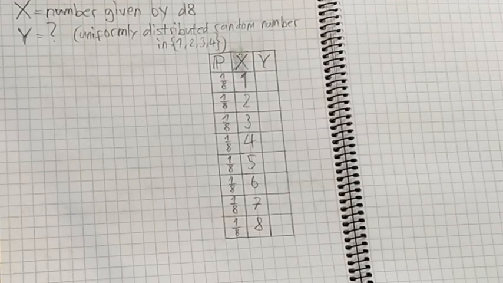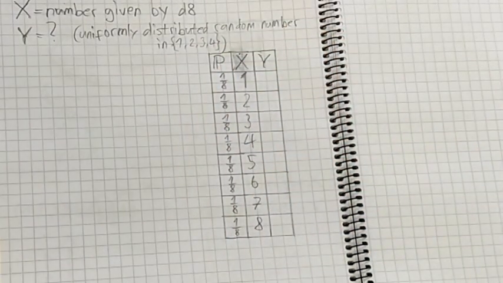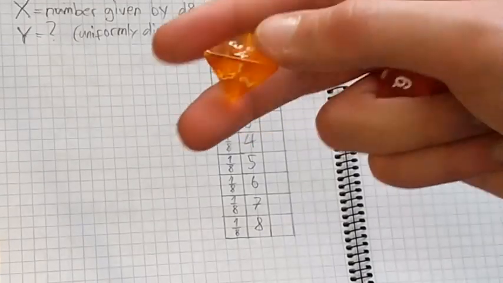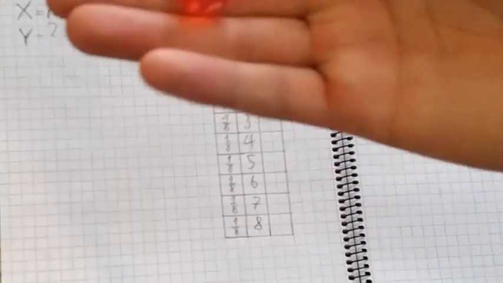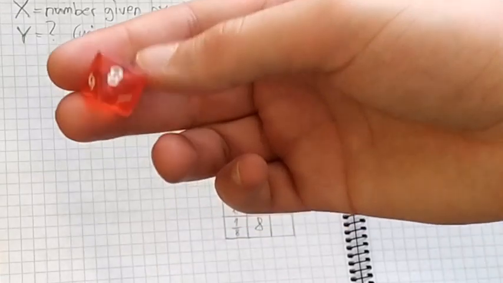Let's start from a simpler case. Let's say that we want to generate a random number from 1 to 4. That would be given by a tetrahedron shaped D4. But let's suppose that we don't have such a thing, or for some reason we don't want to throw it. And instead we want to generate the random number by throwing this 8-sided dice.